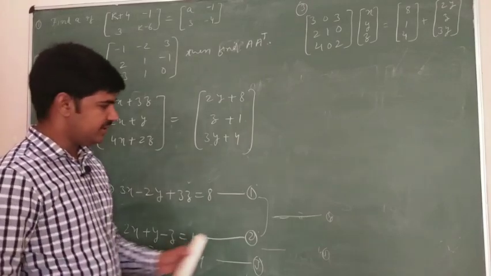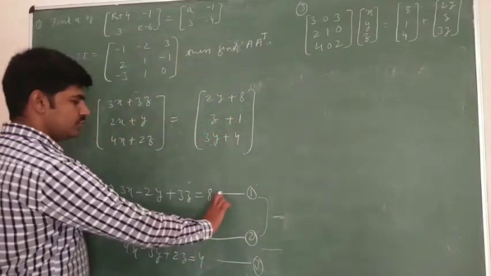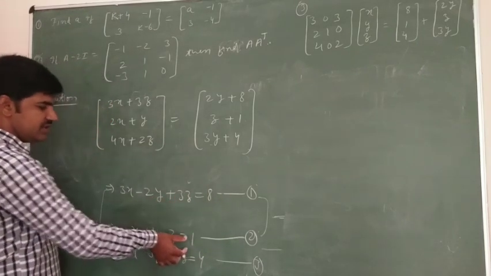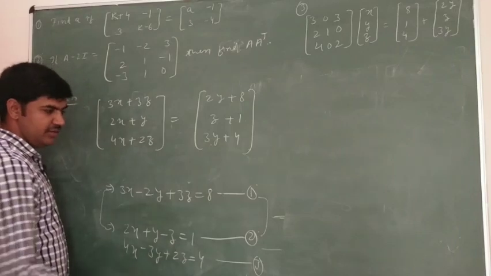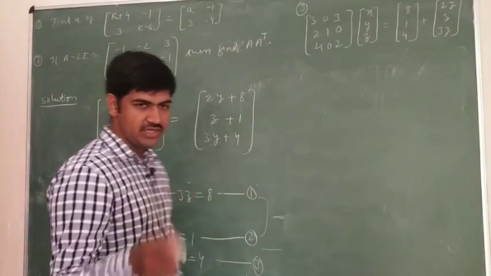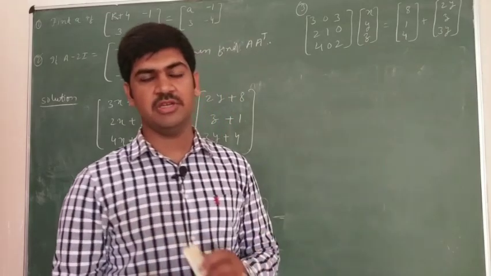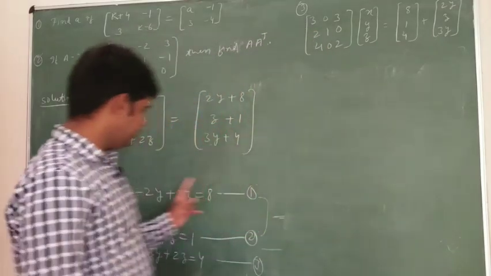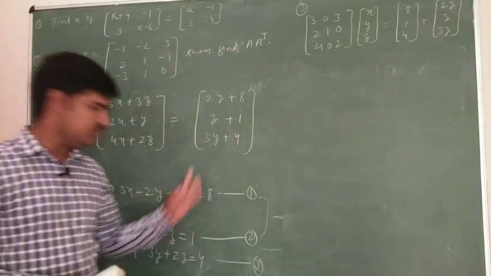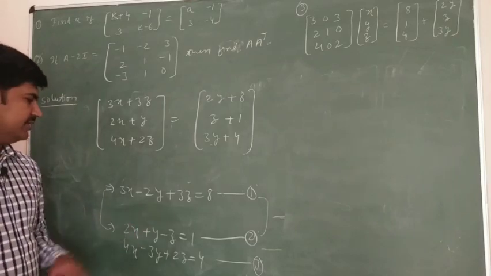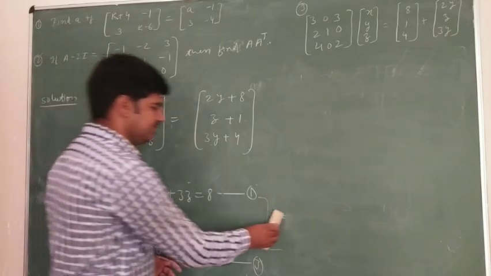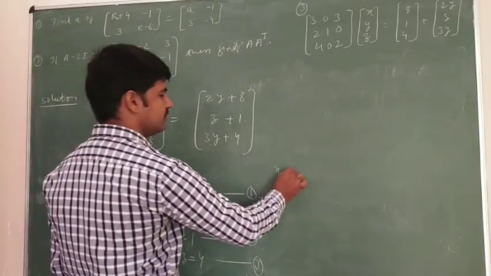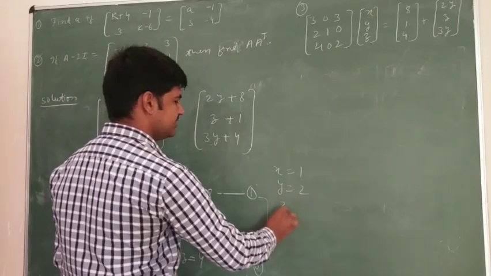I am sure you have understood what to do. Using these two equations eliminate x and get a new equation, and both of those new equations will be in the variables y and z, which can be solved by any method: elimination, substitution or cross multiplication. Get the values of y and z, put them back and get the value of x also. This is how this system is to be solved, and the values will be x is equal to 1, y is equal to 2 and z is equal to 3.